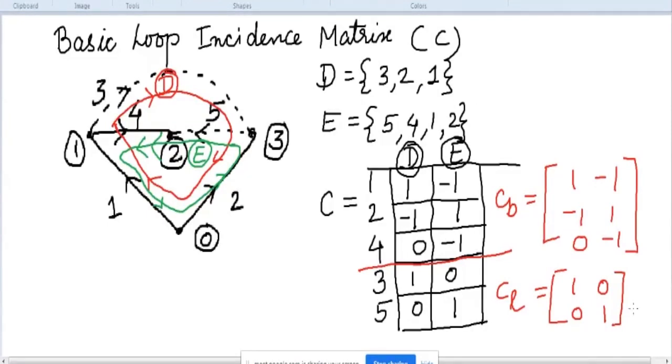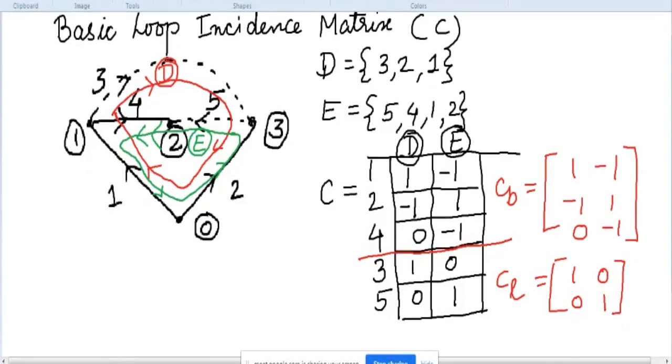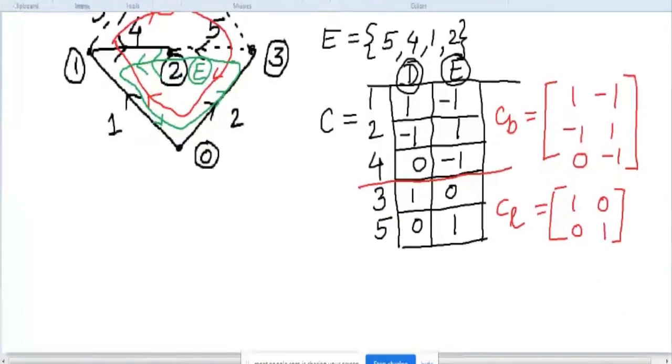So once you calculate the value of CL or CB, whatever is asked in the problem, you have to then identify the multiple choice options that they have asked you.